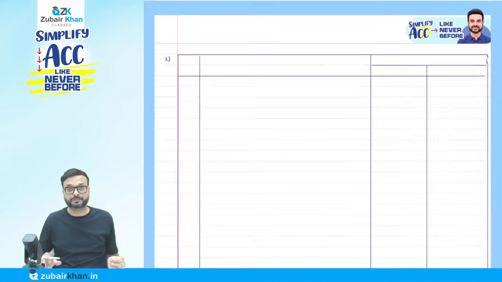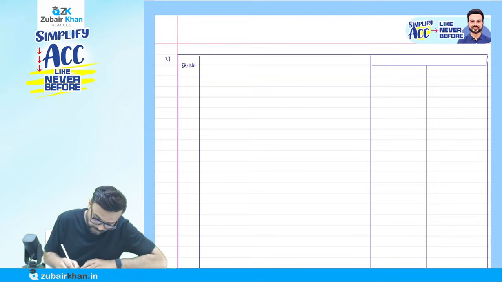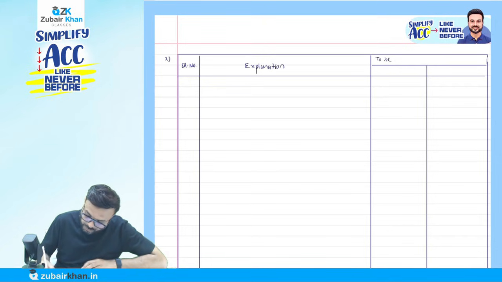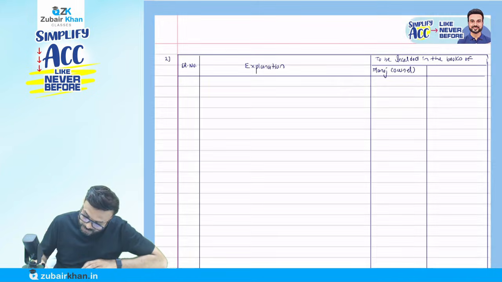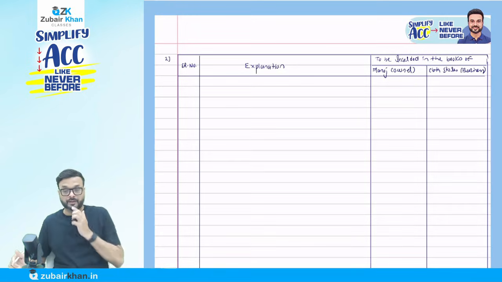Okay, now write down there. That is serial number, explanation, to be recorded in the books of Manoj. Who is Manoj? He is the owner of the business. Now, cloth store. What's cloth store? That is the business.